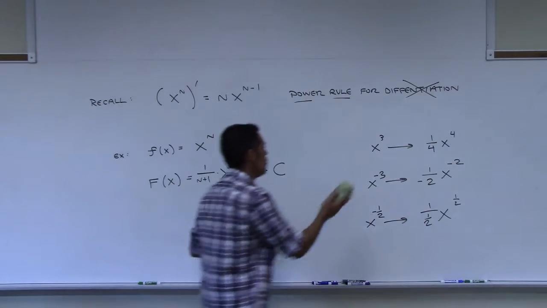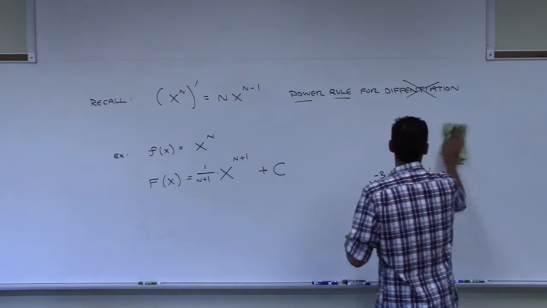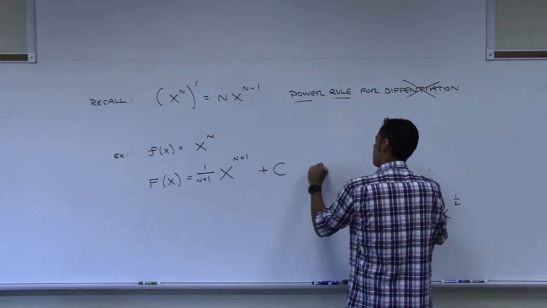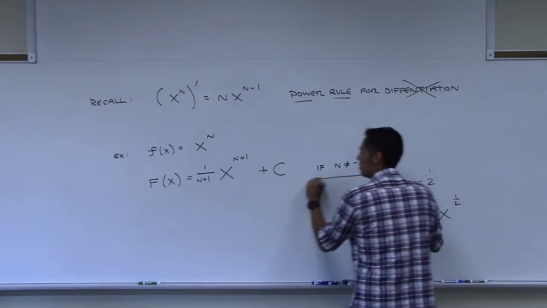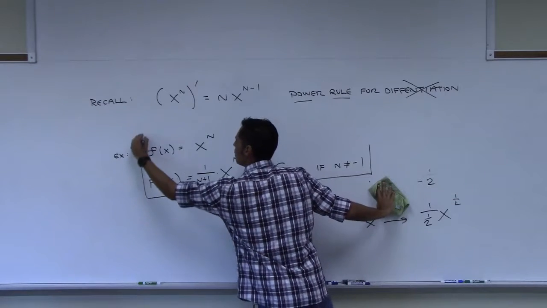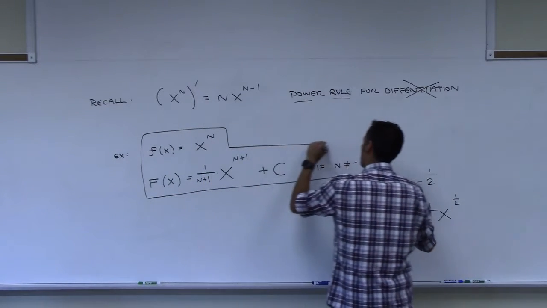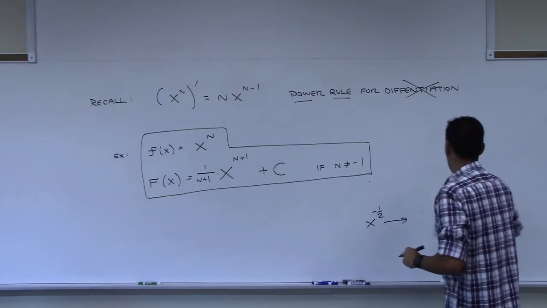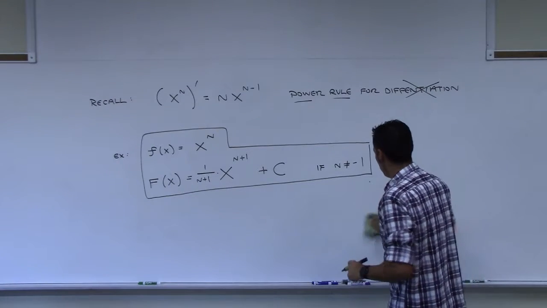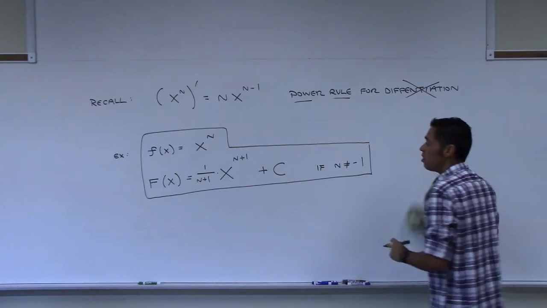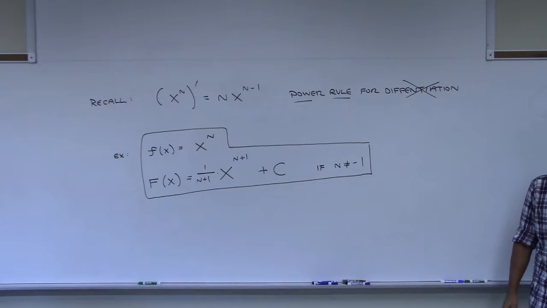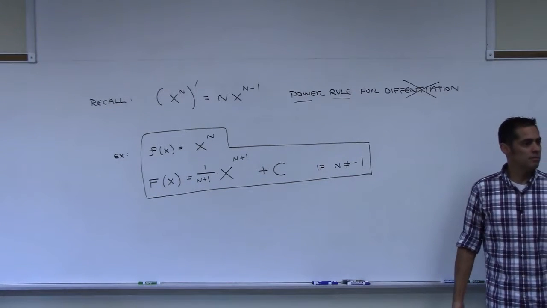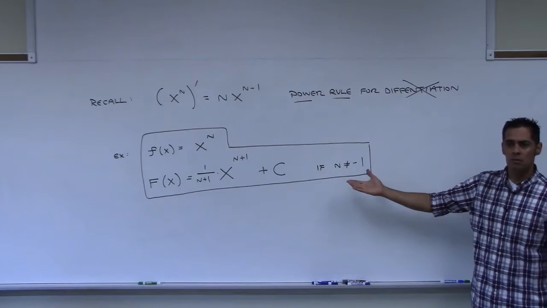So next to this formula, what I'd like for you to do is put if n is not equal to -1. All right, this is our formula for finding the antiderivative of a function. Any power function, we can find the antiderivative of it, so long as it's not -1. So what if it is? The formula won't work, right?